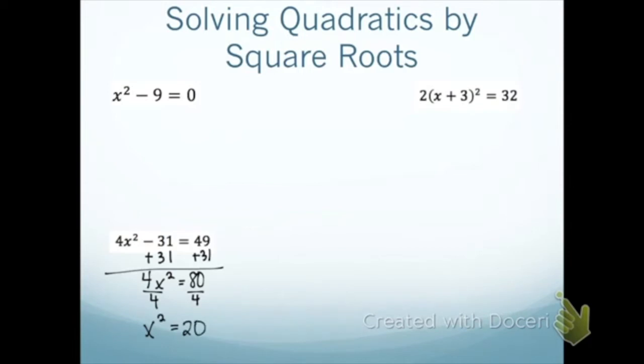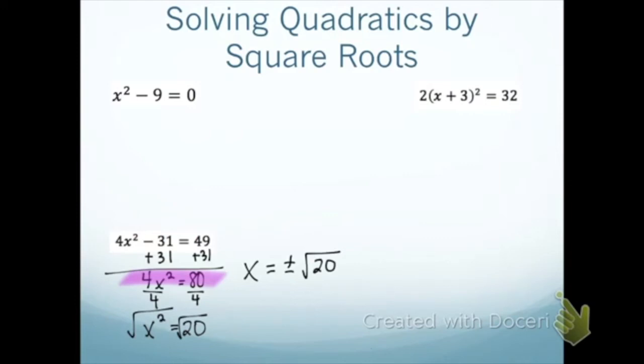Now a common mistake is people might stop right here on this line and take the square root. We can't take the square root until the x squared is alone, so make sure you get rid of the 4 first. Okay, now that we have x squared equals 20, we can go ahead and take the square root. So we get x equals plus or minus the square root of 20.